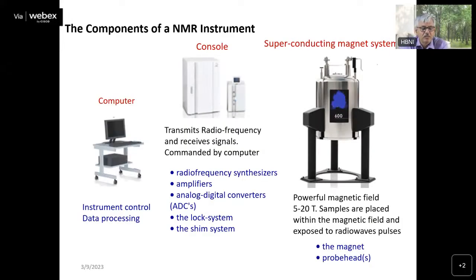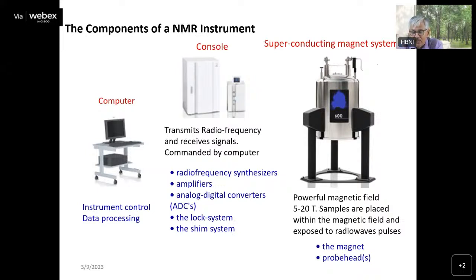So I've shown here the major components of an NMR instrument. One is your magnet system, the superconducting magnet system, another component is the console, and the third component is the computer. This magnet is the heart of the NMR machine. Everything happens here, which is done by the console and which is commanded by the computer.